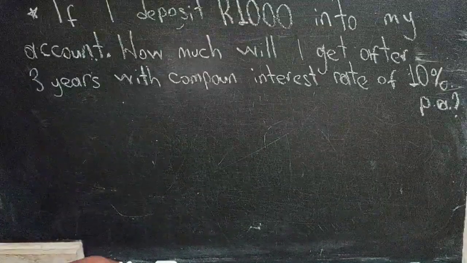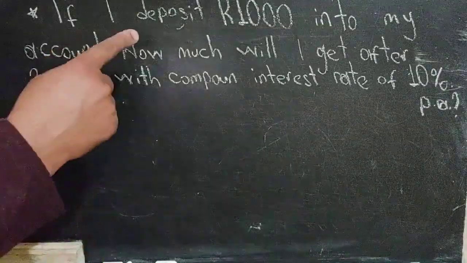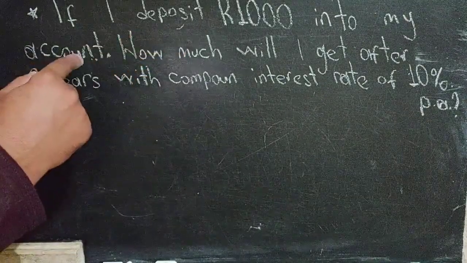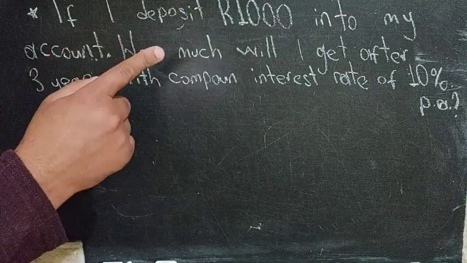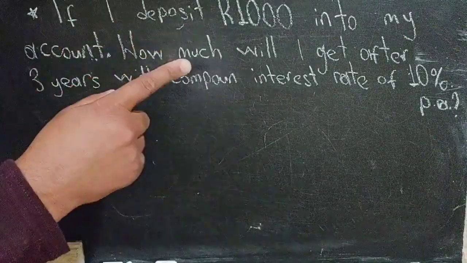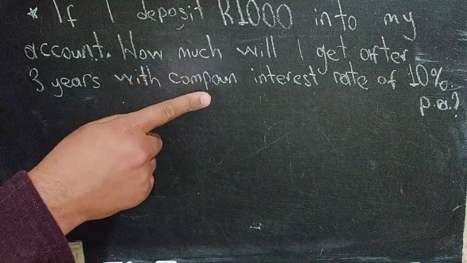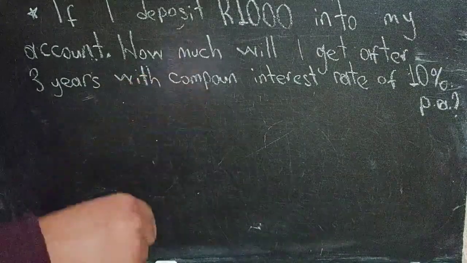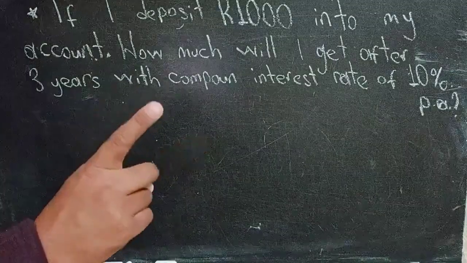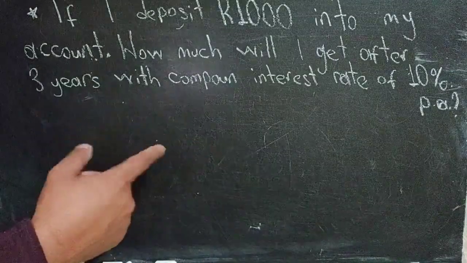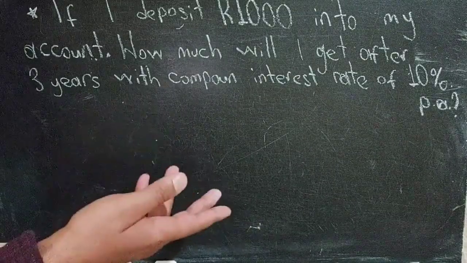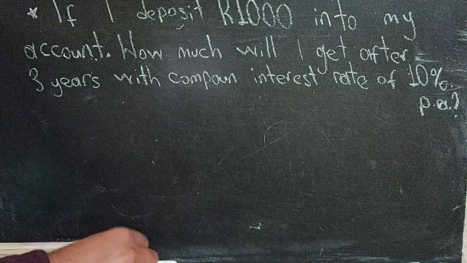All right, my first question is, if I deposit 1000 rand into my account, how much will I get after 3 years with compound interest rate of 10% per year? Now I'm going to explain this question by two methods. The first one is with the formula, the other one without formula.